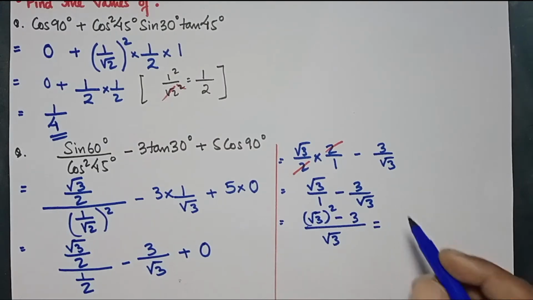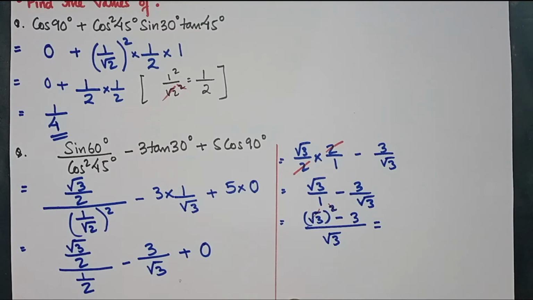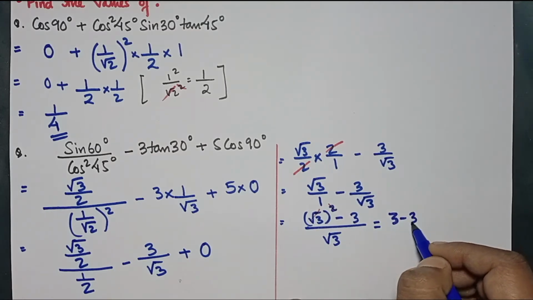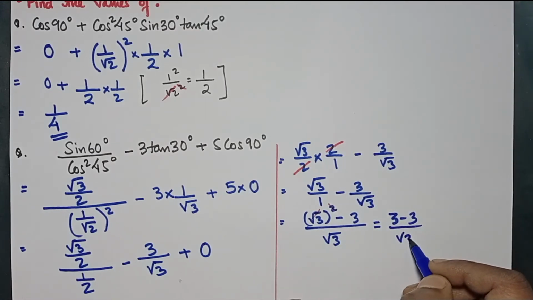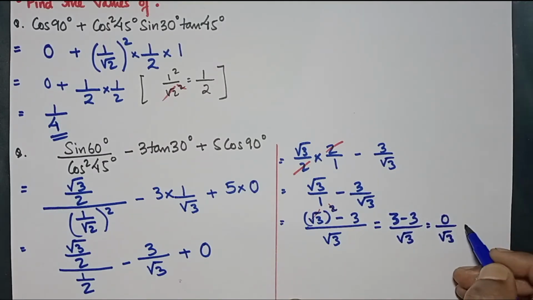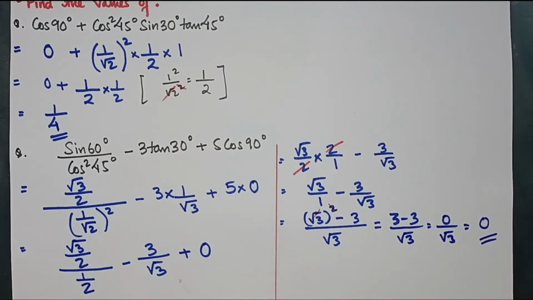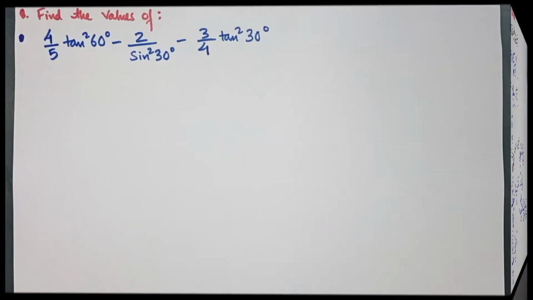Okay, now you can see what you have, root and square will get cancelled. So what I got finally, 3 minus 3 divided by root 3. So 3 minus 3 is your 0, 0 divided by root 3. So 0 divided by anything is your 0. So finally I got the answer 0. Hope you are clear with this.